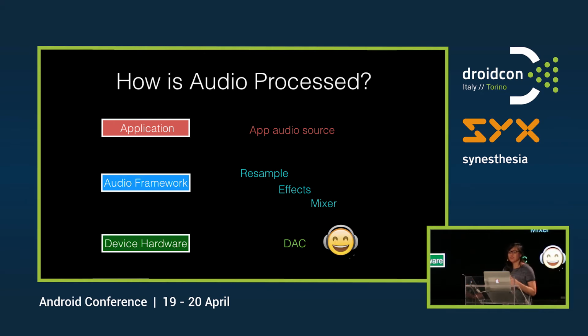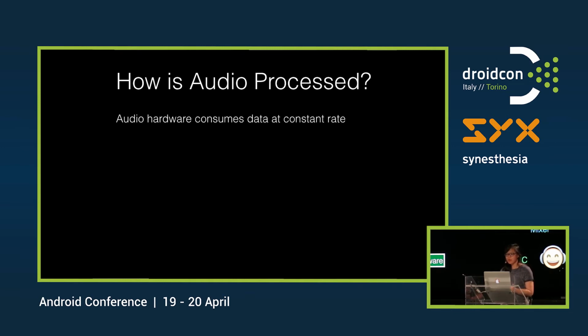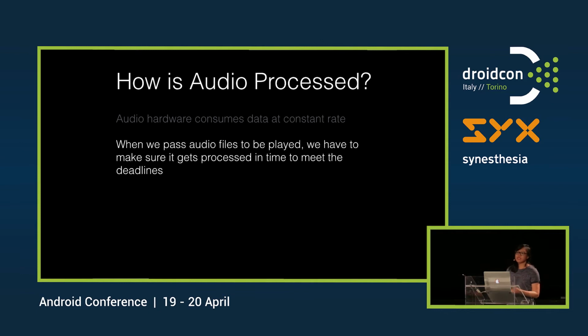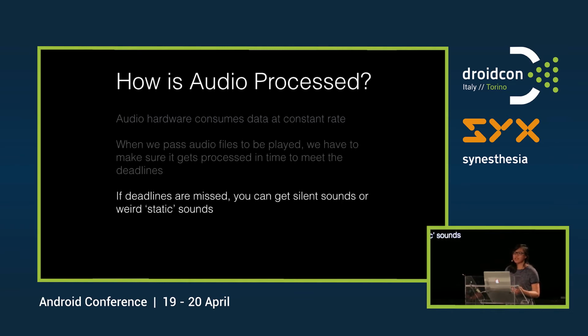And finally, it gets to the hardware, which is the digital to analog converter, and that's how we finally hear the sounds. The interesting thing about this is that audio hardware consumes data at a constant rate. So when we pass audio to be played, we have to make sure it gets processed in time to meet the deadlines that the system has for us. If we miss these deadlines, then we get silence and your audio isn't played, or you start getting weird static sounds, like the audio file is corrupted or something.